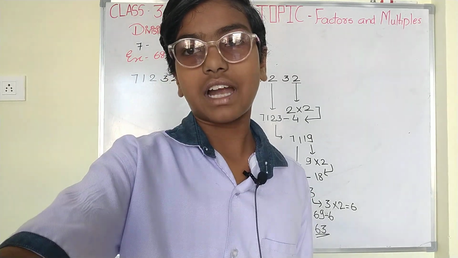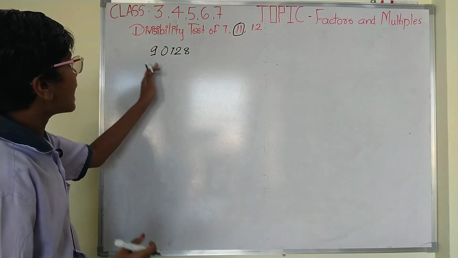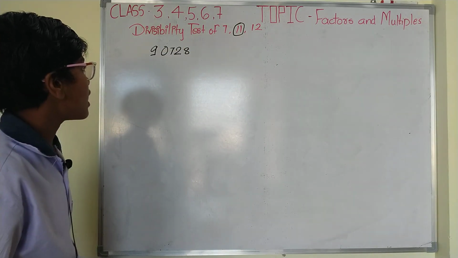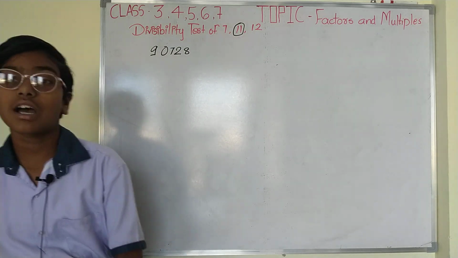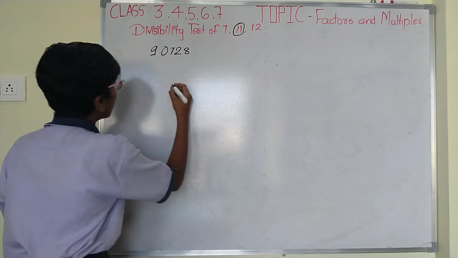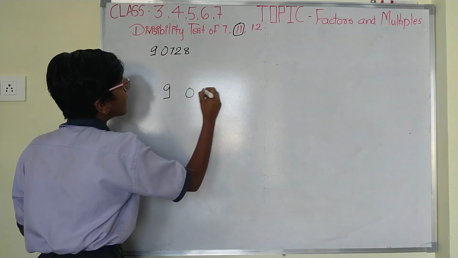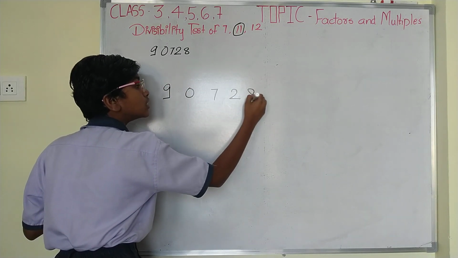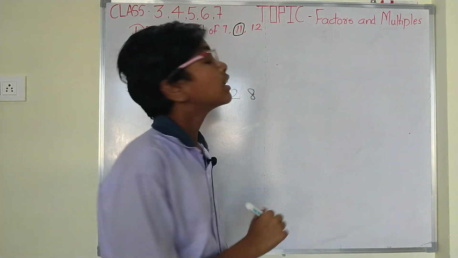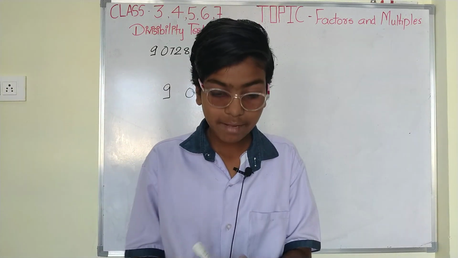Okay, then let's start. See this example: 90728. Very easy. First, find the sum of odd places and the sum of even places. What are these odd and even places? I know you might be wondering. I am writing, okay? The units place. Remember, note down the units place. I am repeating here.